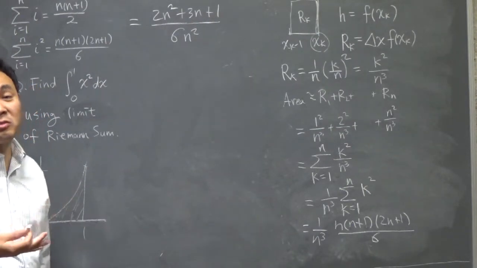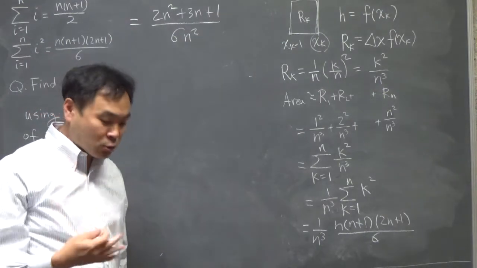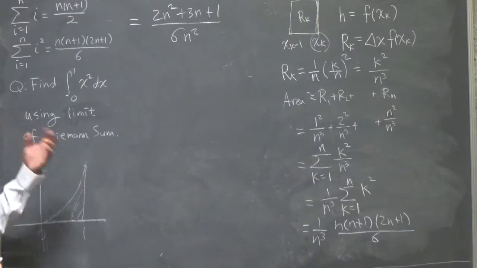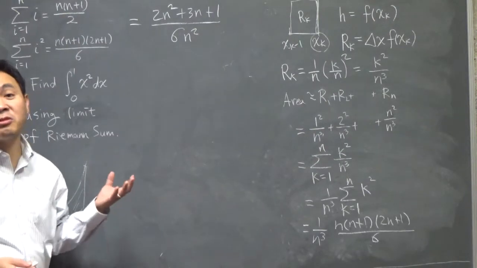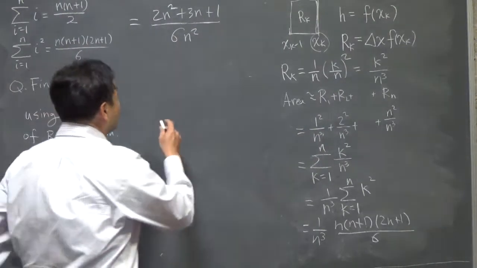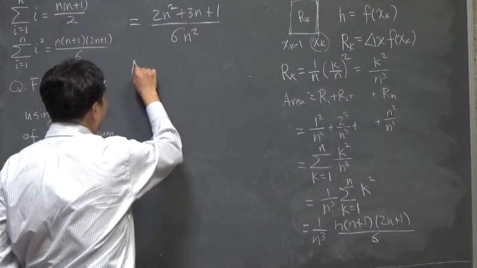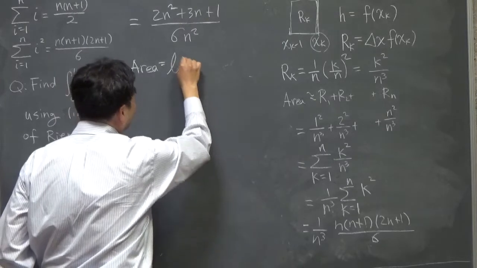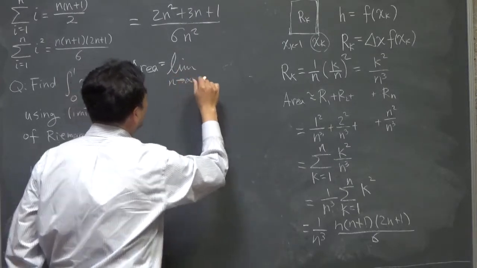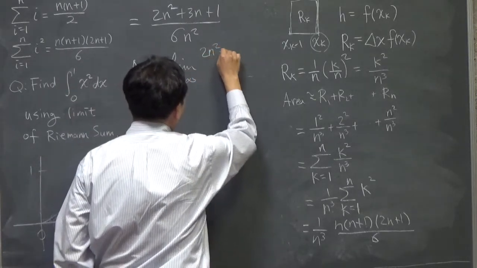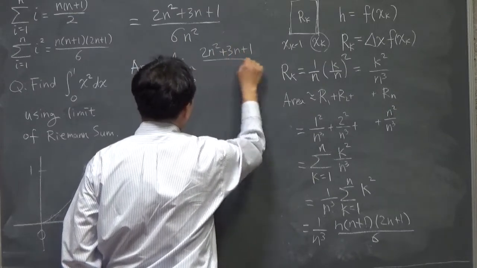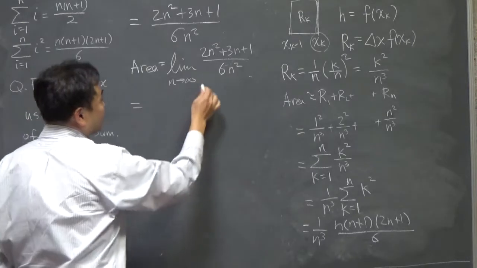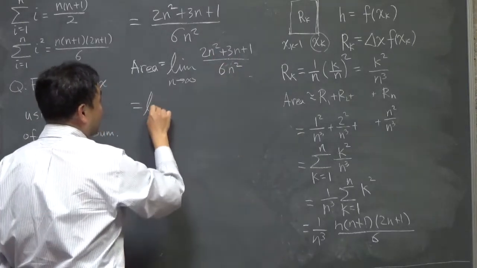But that's just an approximation. How do you make this into an actual value of this area? Well, as I said, you want to increase the number of intervals you have. So you say the actual area is now the limit as n goes to infinity of 2n squared plus 3n plus 1 over 6n squared. And then you can calculate this by dividing top and bottom by n squared.